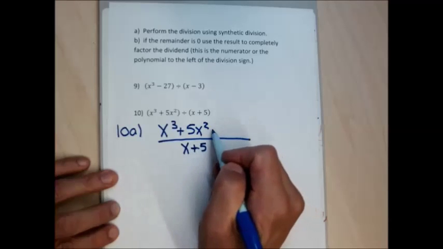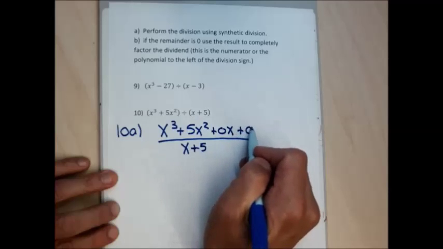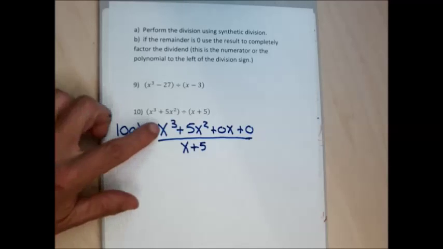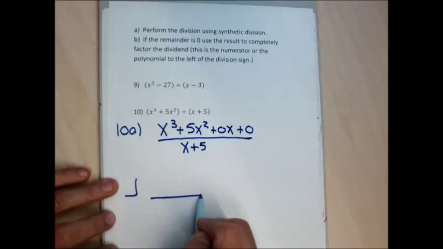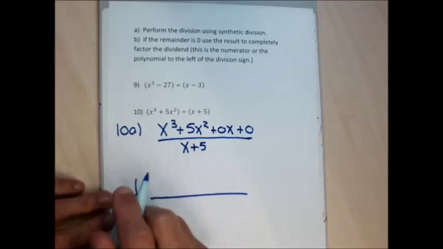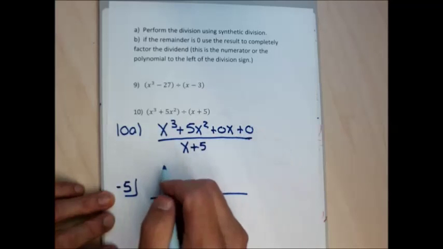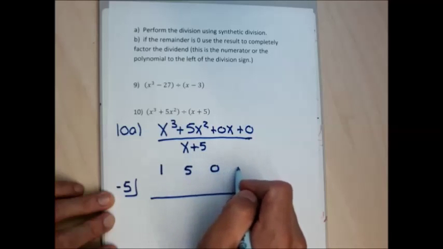And I'm going to put a plus 0x for the x to the first power term and a plus 0 for the constant term. When I go to do synthetic division, every power of x and the constant term need to be included in the numerator. My synthetic division, I'm going to write my backwards bracket and my bar. Inside the backwards bracket, I'm going to change the sign of the denominator and put negative 5 and pull off my coefficients from the numerator, which are 1, 5, 0, and 0.